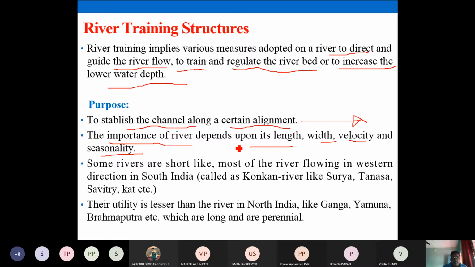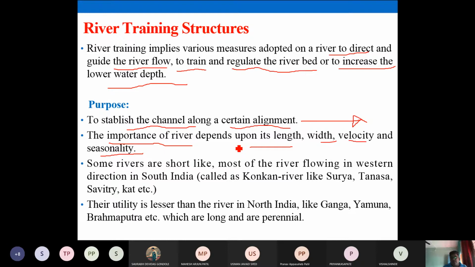Whatever the behavior of the river, it totally depends upon the type of river. Either the river is a flashy river, or a virgin type of river, or it is a perennial or non-perennial type of river. So it depends mostly on its length, the width of the river, the velocity of the flow, and you need to consider the season, whether the river is flowing in summer, winter, or during the monsoon.